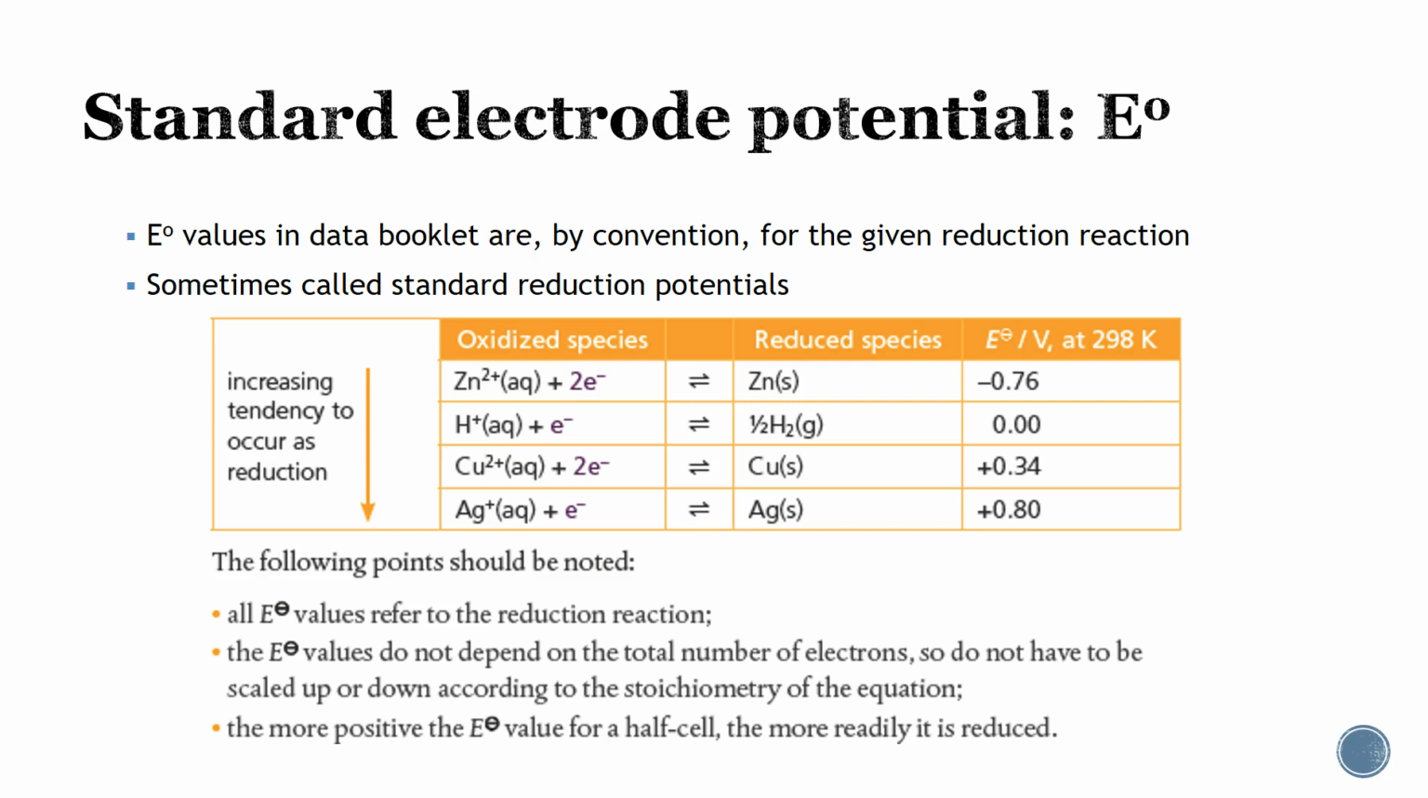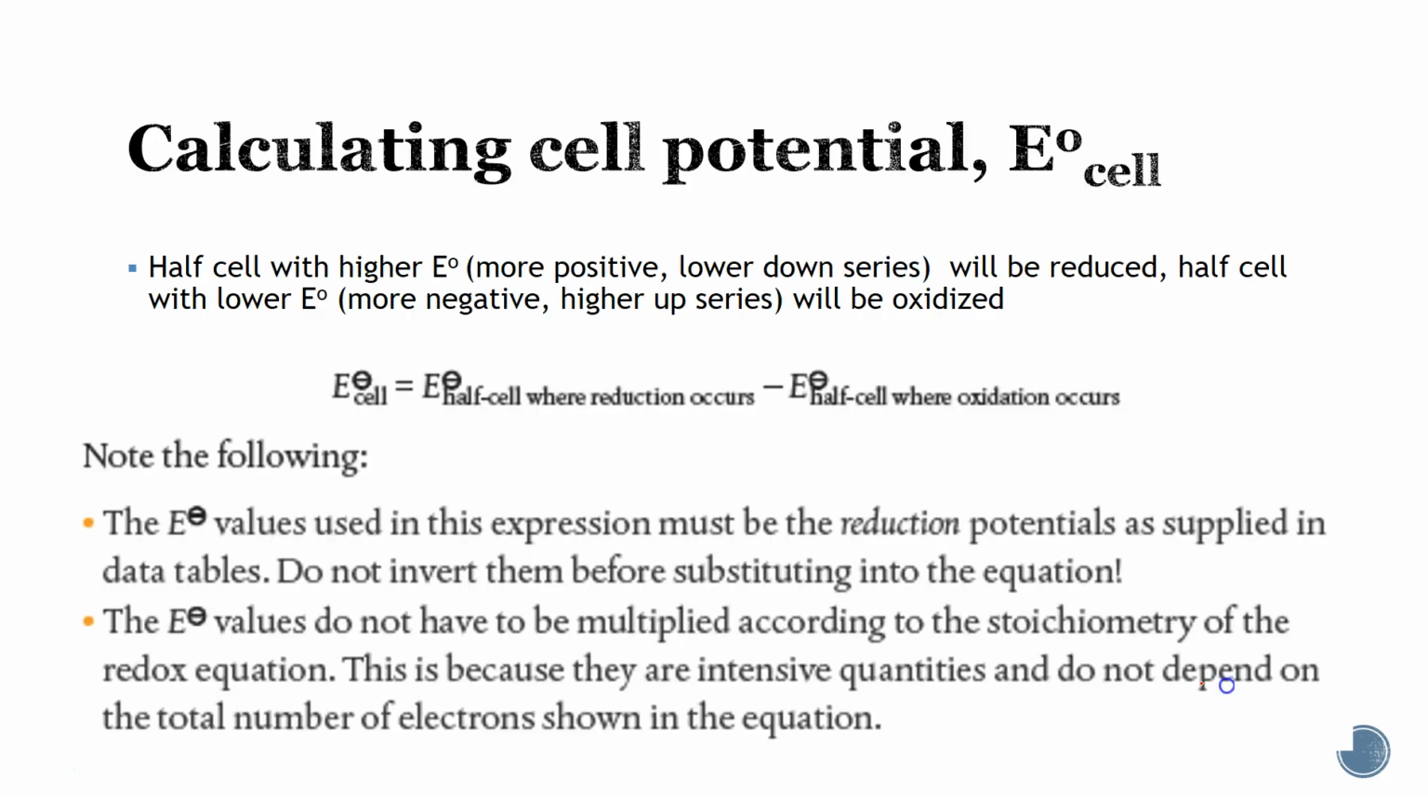The more positive the E0 value for a half cell, the more readily it is reduced. So the higher the positive number, the more likely it is for that forward reaction to occur. When we calculate the cell potential, E0 cell, we take the higher, more positive E0 value, the one further down our electrochemical series, and that will be reduced, and the more negative one, higher up on the right hand side, is going to be oxidized.